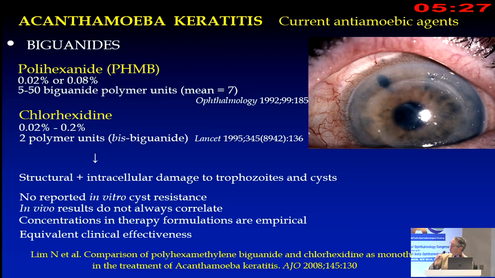What do these drugs do? The biguanides cause lethal structural and intracellular damage to trophozoites, but also to cysts. And you must have an agent that is cysticidal for effective anti-acanthamoeba treatment. So that's vital. There are no reported cases of cyst resistance to polyhexanide or to chlorhexidine. There have been none. But we do not in all cases get the therapeutic response expected.